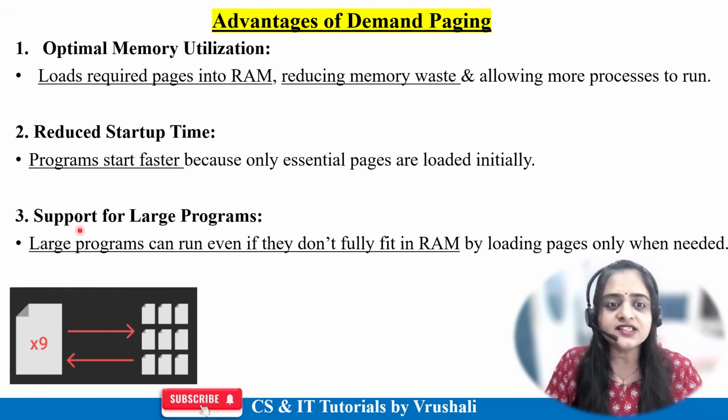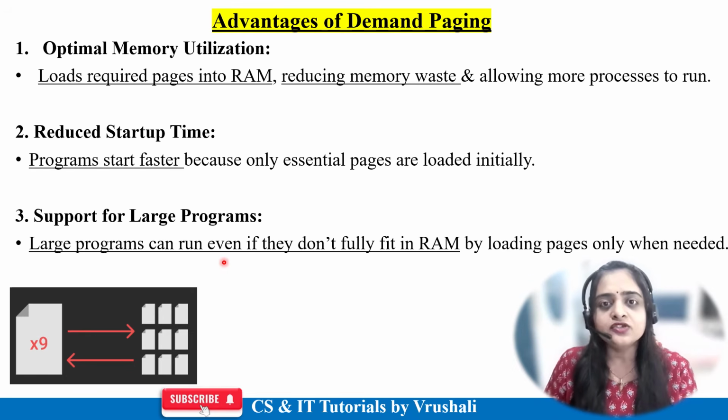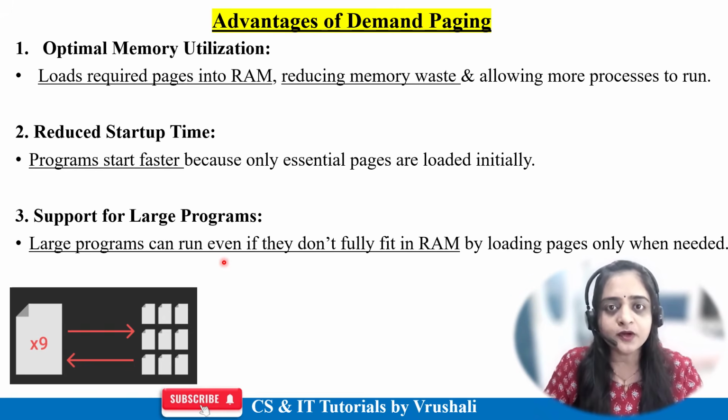The third advantage is support for large programs. Suppose you have a large number of processes or programs. There is no need to load them completely into the random access memory. You can store them in the secondary memory because secondary memory has more storage compared to your physical memory. As per the demand of the CPU, you can load the particular pages or processes into the physical memory for execution.